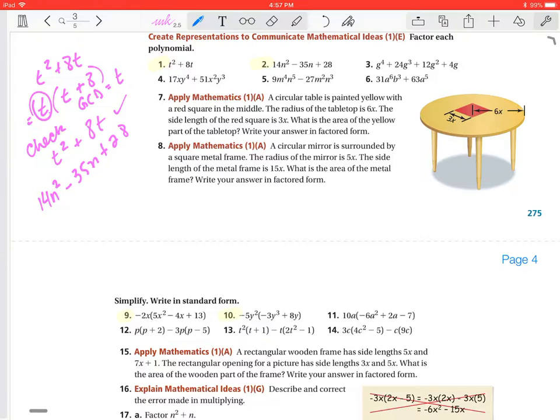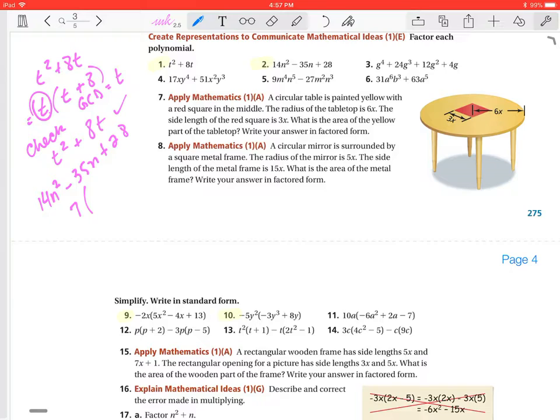So let's see, 14 is divisible by 2. So we know it's divisible by 7. Oh, I think that's my number, my GCD that I can pull out. Yes, it is. So I can pull out a 7. Now let's talk about this. Let's group this. Hold on. So I can pull out a 7.